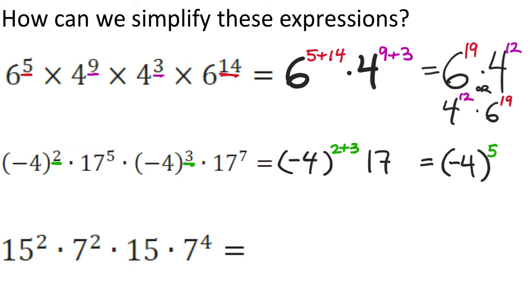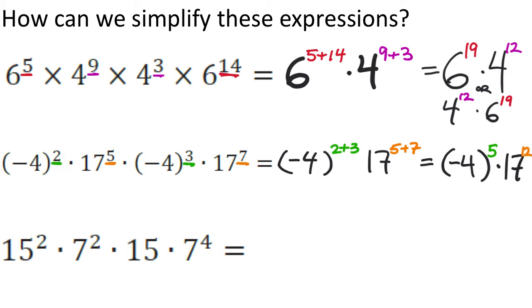Next up, I've got my base 17s, which have exponents of 5 and 7. So I'm going to show the work on that. 17 has exponents of 5 and 7. Just add those two together. So that's a new base 17 with a new exponent. 5 plus 7 is 12. Yeah, these are being multiplied.